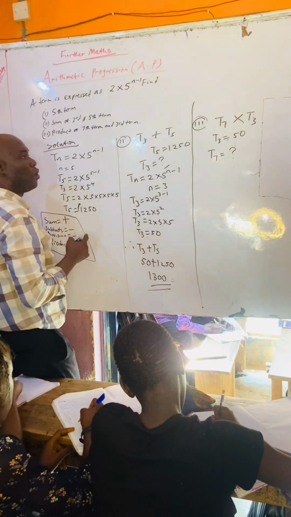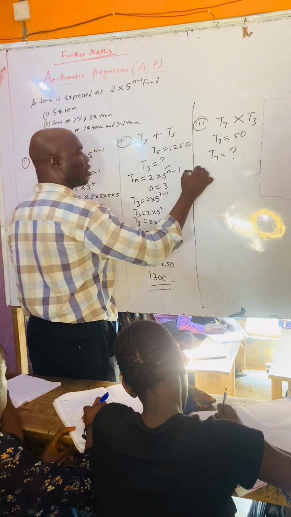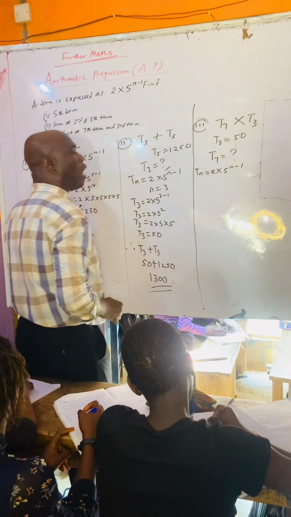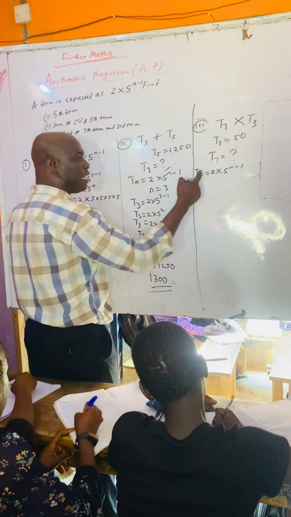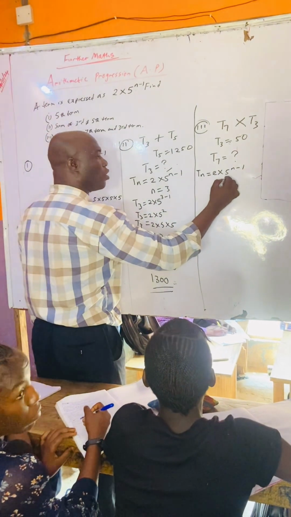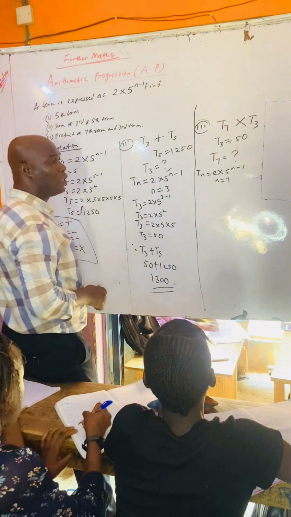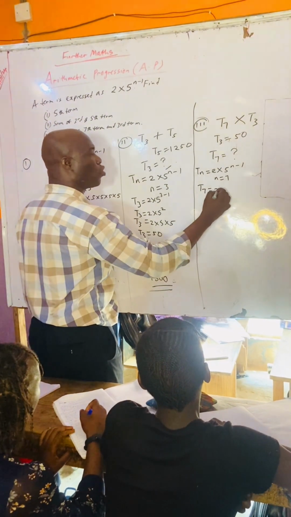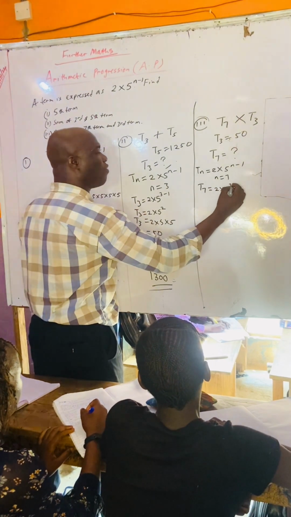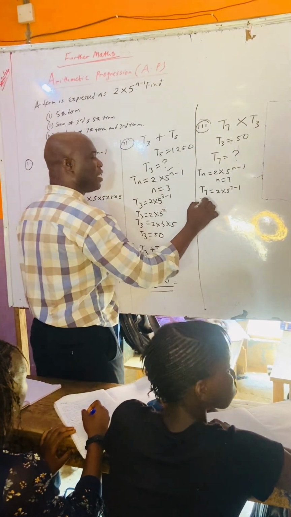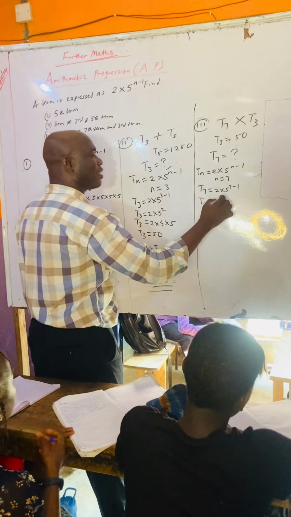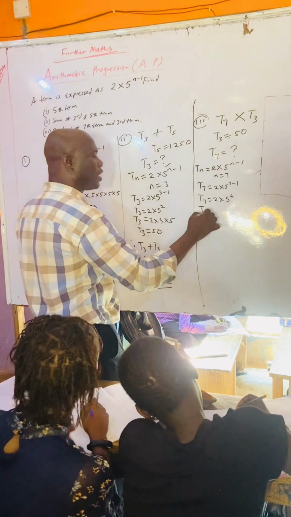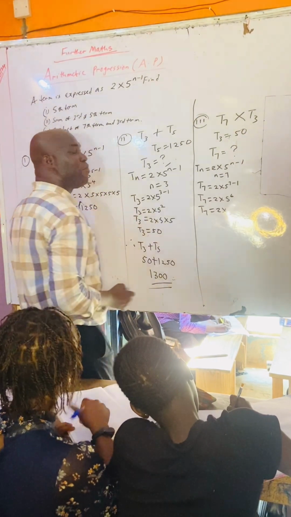So we go back to the expression, which is Tn equal to 2 times 5 raised to power n minus 1. Are we together? Yes. So here your n is equal to 7. So now we have T7 equal to 2 times 5 raised to power 7 minus 1. So T7 equal to 2 times 5 raised to power 6. These 5s mean 5 in 6 places.